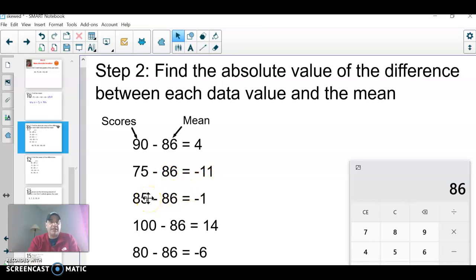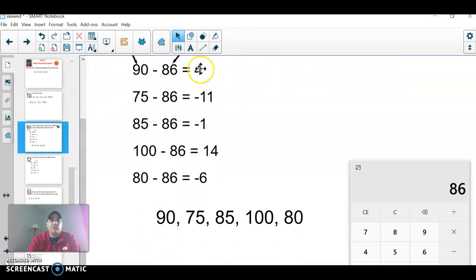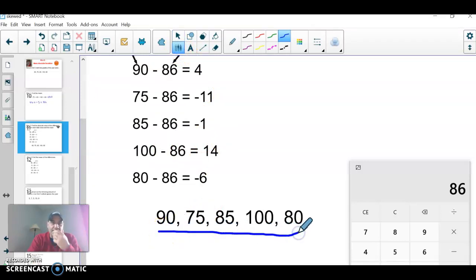Same thing on the next one. He got an 85, he's 1 point away. He's 14 points away, and he's a negative 6 points away. The thing is, it doesn't really matter the negative sign, okay? Sometimes I like to do mine this way. I'll scroll down here, and I'll draw a line. And I'll even ignore the negative. I'll just say, oh, 86, so that means they're 4 away. 86 from 75, that's 11 away. That's 1 away. That's 14 away. And that's 6 away.